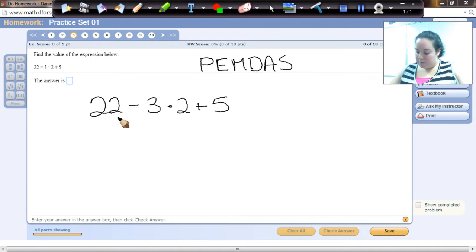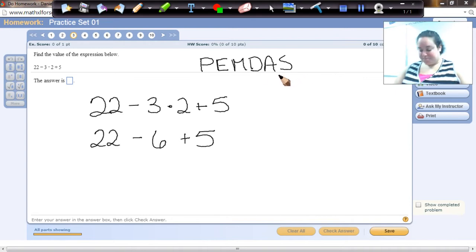Okay, so let's work on this multiplication and division. Alright, we have 22 minus 3. We're not going to do that, so we'll just copy it down. Okay. We have a negative 3 times 2, so we'll do that. That's negative 6. And then we'll just copy down the plus 5. Alright, awesome. After the multiplication and division, we'll move on to addition and subtraction. And we'll do that in order from left to right.